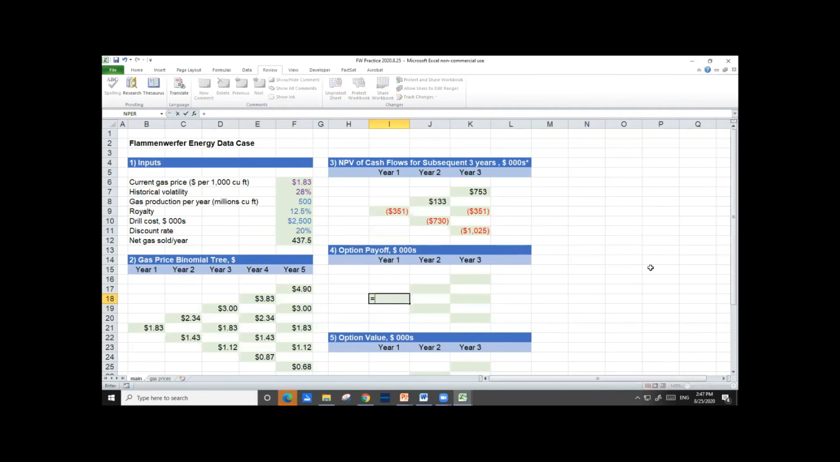So the formula is actually going to be quite simple. It'll be the higher of, maximum, 0 or the NPV at that particular point. So that'll allow me to take, and then I'll copy this formula in each value in the binomial tree, and this basically picked up only positive values.